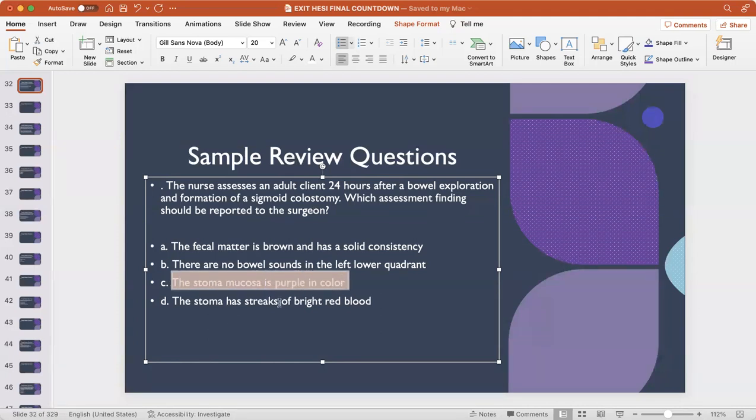A stoma that has streaks of bright red blood, it's brand new, I would expect that to be a finding. If it's cherry red and oozy and glistening in the sun, that's exactly what I want it to be. If it's purple, things are dying, something's too tight. Does that make sense? Yes. Cool.